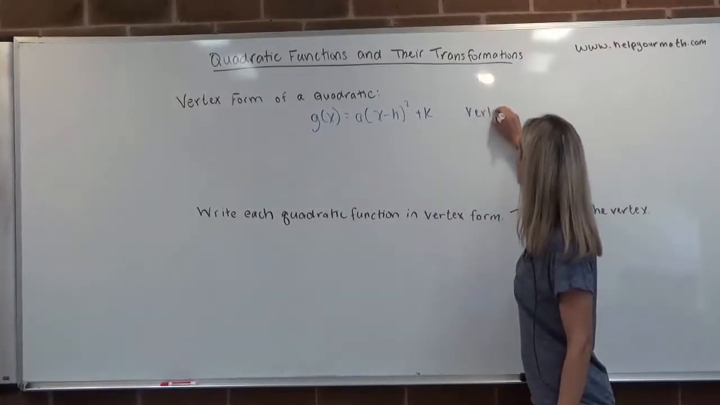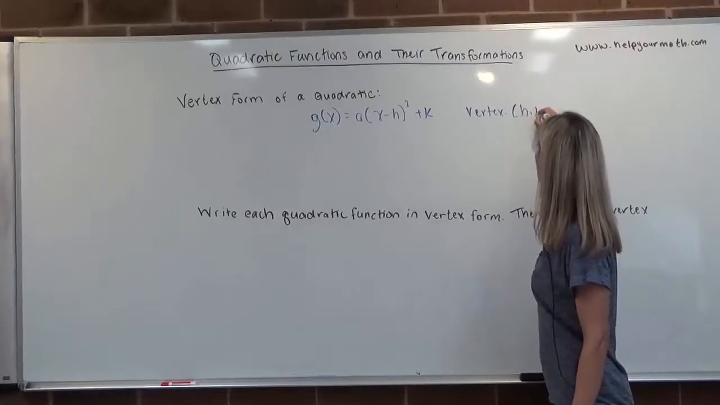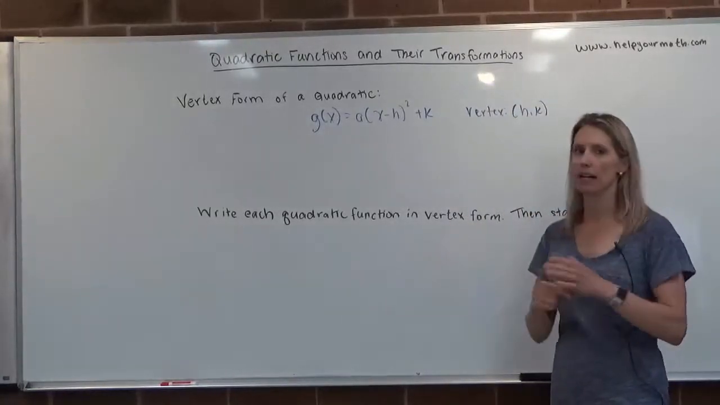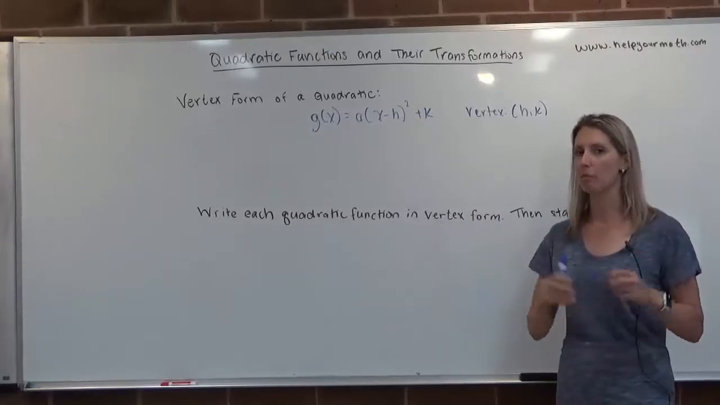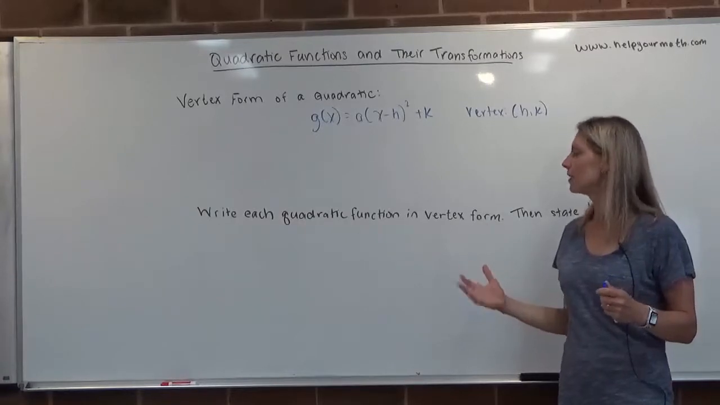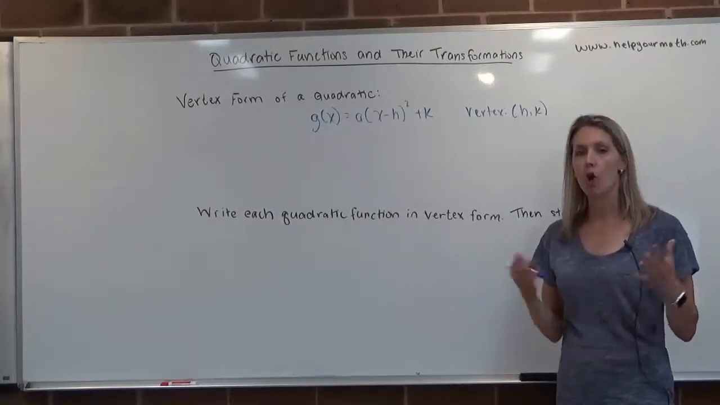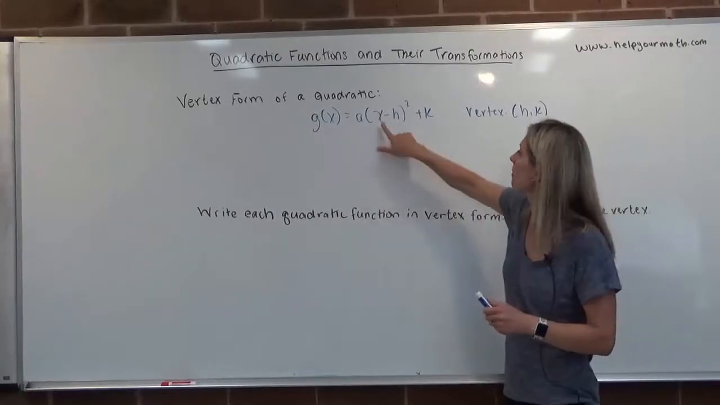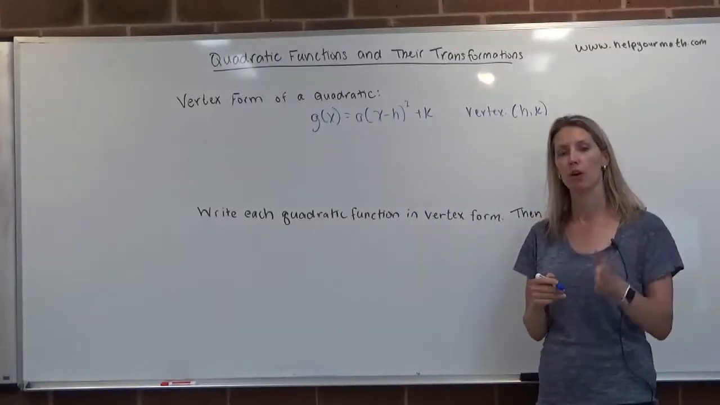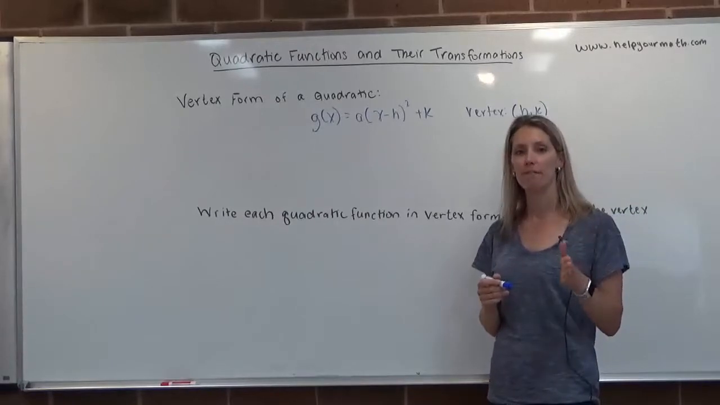So the vertex would be found by the coordinates h comma k. a is the leading coefficient, and it tells us other things about the graph, but h comma k specifically tells us the vertex. So if we're going to write equations in vertex form, we first have to get x squared to have a coefficient of 1. So if there's a coefficient besides 1, we first need to factor it out.